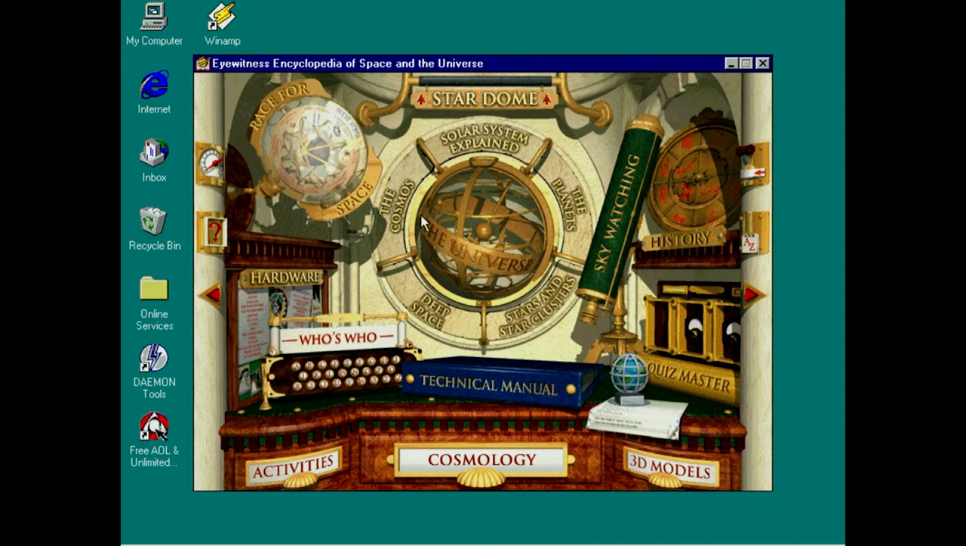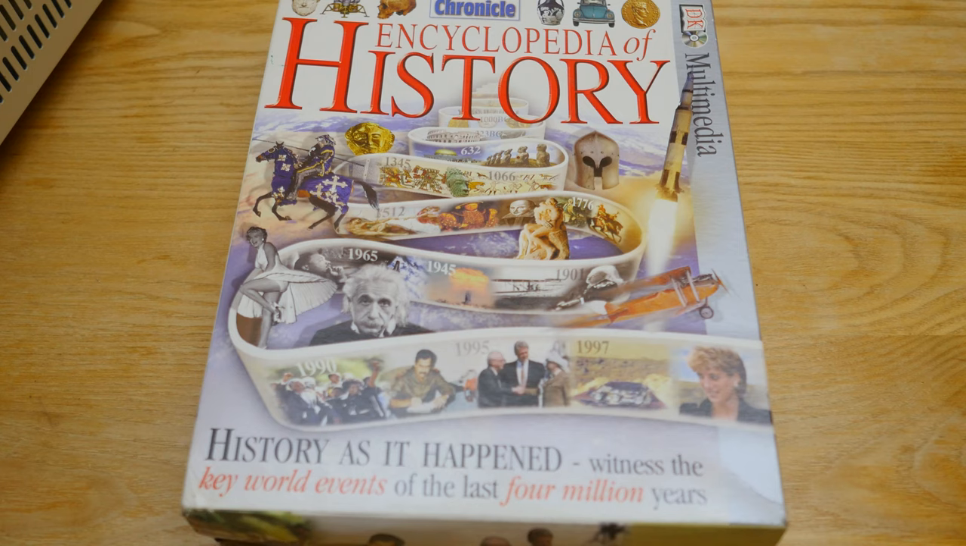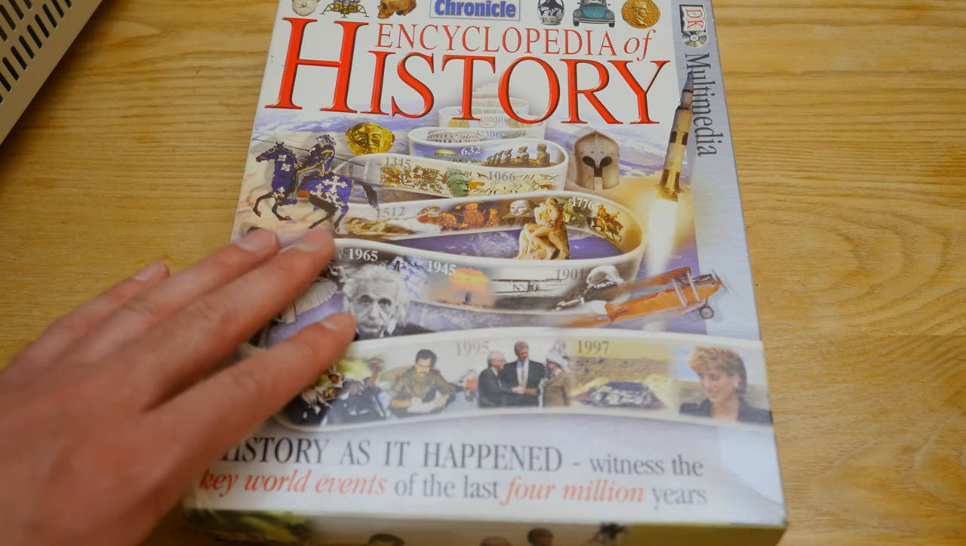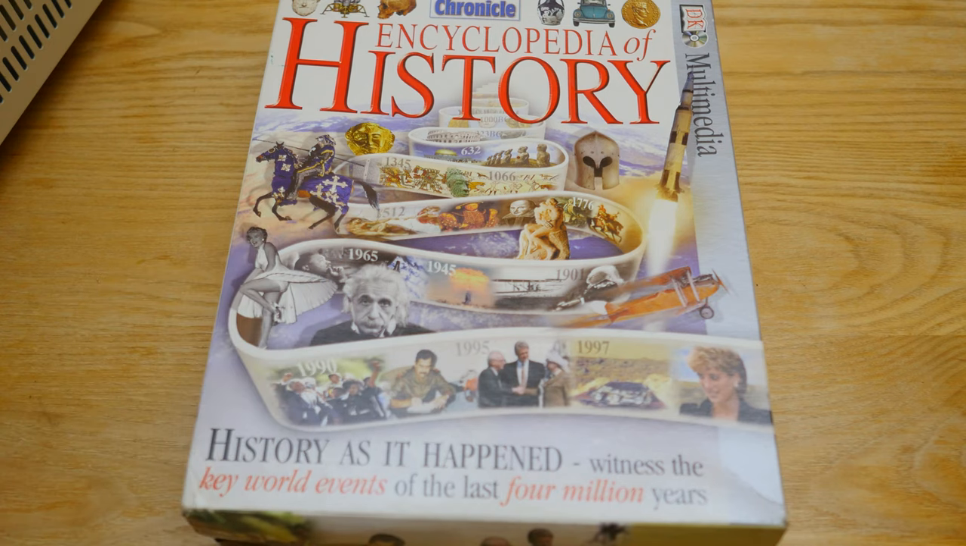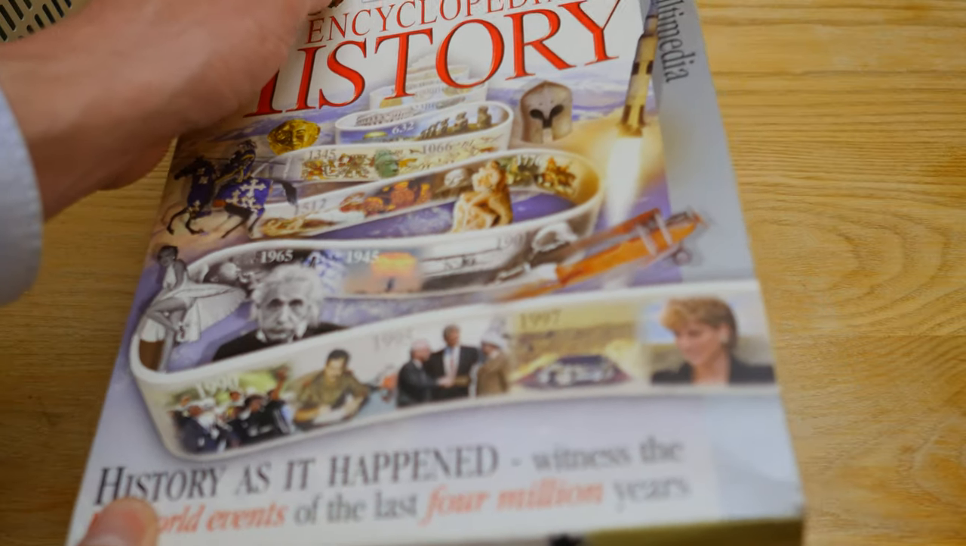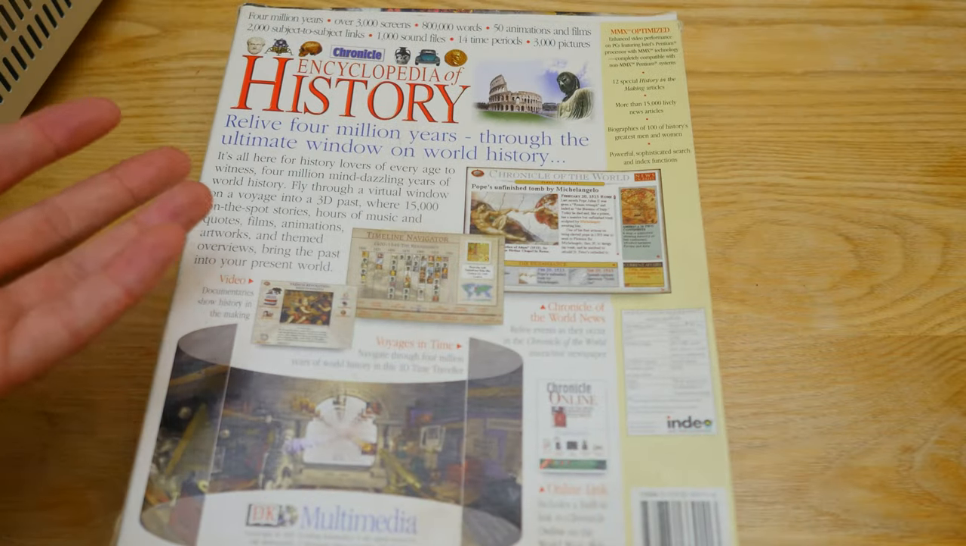Okay, let's go ahead and look at the next CD. And this is the next piece of software we're going to take a look at. Encyclopedia of History. History as it happened, witnessed the key world events of the last 4 million years. Amazing. So there is not that much inside the box, so we are just going to take a bit look at the box itself here. As in the back side of the box.